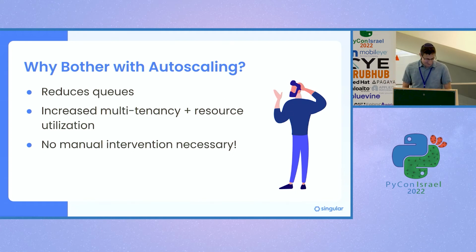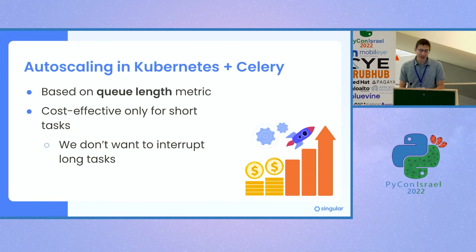Now, autoscaling Kubernetes and Celery is a little bit different than classical autoscaling, where, for instance, if you have a web server and it's running hot on CPU or running out of memory, then you're like, okay, I see that the CPU or memory is high, I'll spin up a new server, and that's it. So here our load is defined by queue length, right? We would like to autoscale based on the length of the queue.